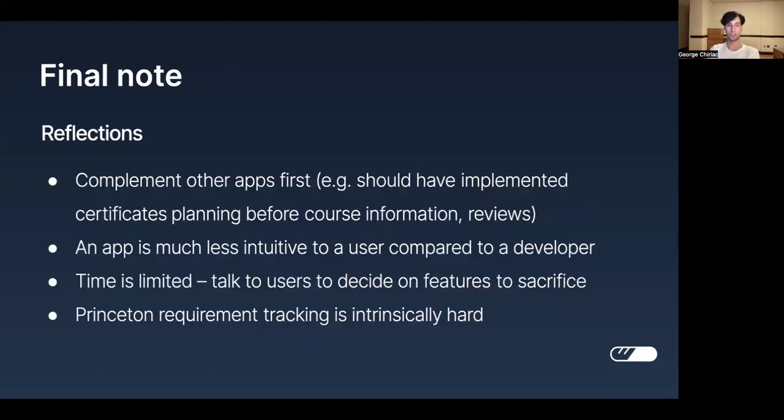Some reflections I have is that it is better to complement other apps first before adding functionality that other apps already have. So for example, I should have implemented certificates planning before adding course information reviews, which Princeton Courses already has. Also, I found that an app is much less intuitive to a user compared to a developer. I also found that time is limited, so the best way to find which features to sacrifice is by talking to users. And I found that Princeton requirement tracking is intrinsically hard. So it is a very hard task to go and get all the manual data for the requirements yourself. It is good to have a dedicated team for that.